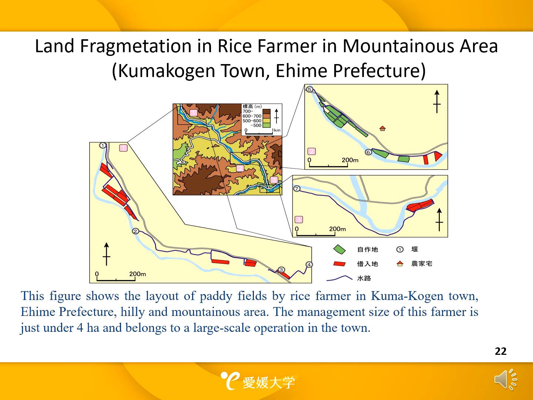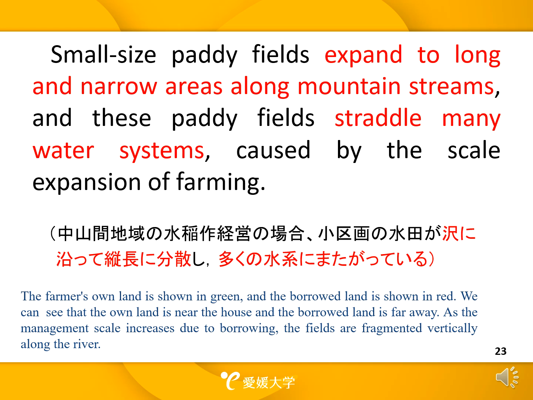This figure shows the layout of paddy fields by rice farmer in Kumikogen Town, Ehime Prefecture, hilly and mountainous area. The management size of this farmer is just under 4 hectares and belongs to a large-scale operation in the town. The farmer's own land is shown in green, and the borrowed land is shown in red. We can see that the owned land is near the house and the borrowed land is far away. As the management scale increases due to borrowing, the fields are fragmented vertically along the river.